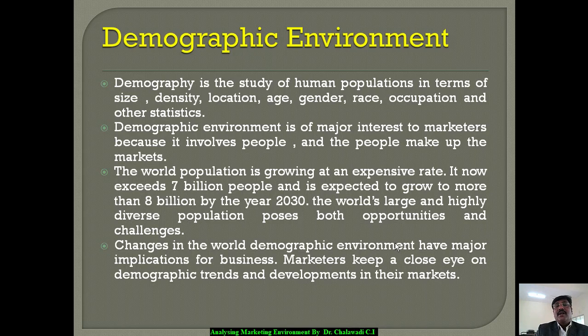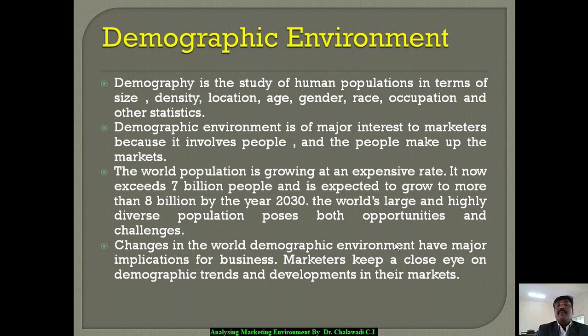So what is the demographic environment? The demographic environment is of major interest to marketers because it involves people, and people make up the markets, right? In the global business system, we are going to know about the different kinds of population.